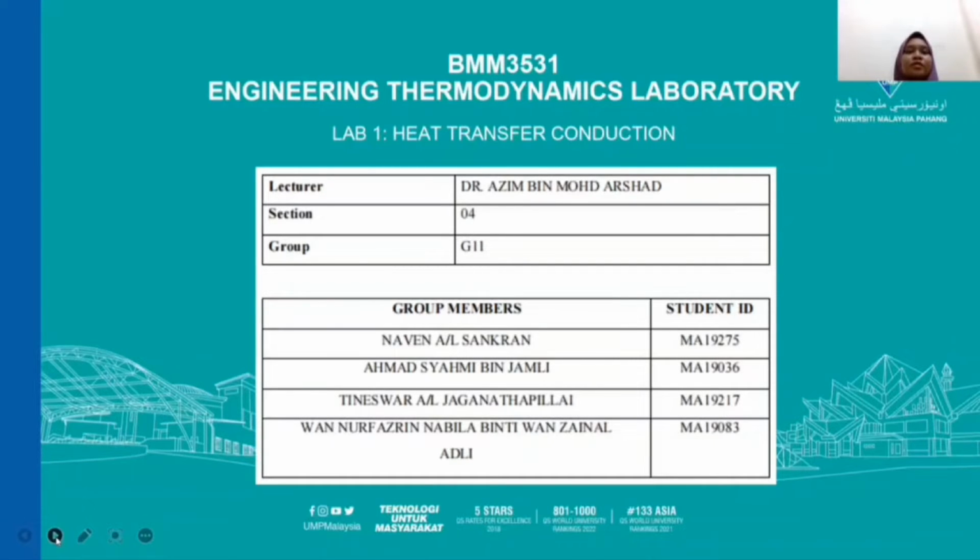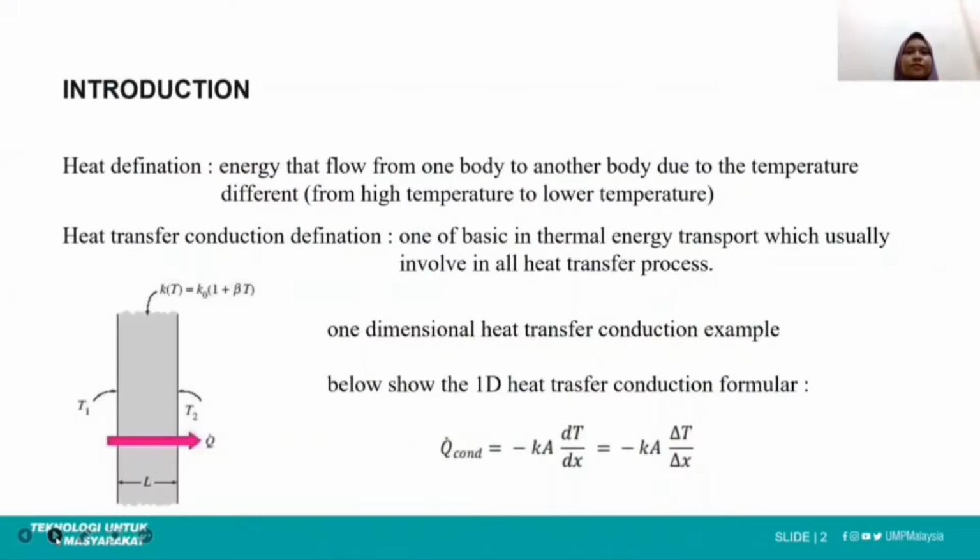We will explain about Laboratory 1, which is heat transfer conduction. For the introduction, heat is defined as energy that flows from one body to another body due to temperature difference, which is flow from high temperature to lower temperature. Heat transfer conduction is defined as one of the basic thermal energy transports usually used in all heat transfer processes.